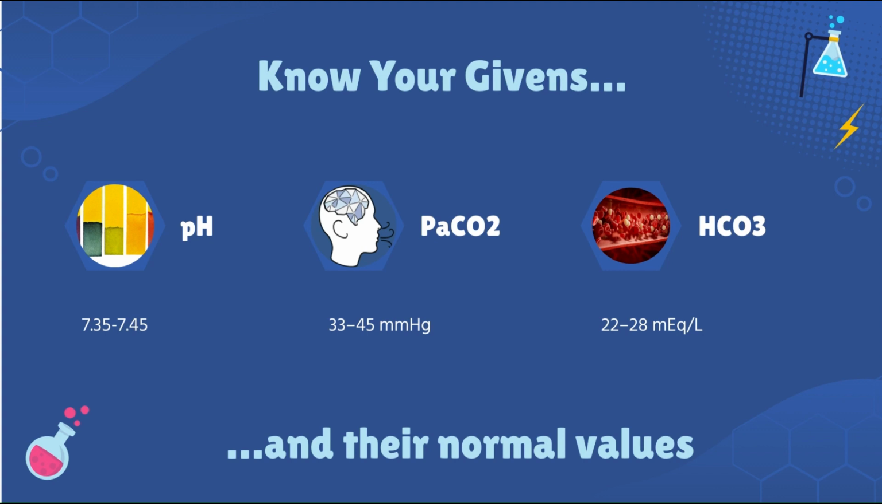Now, when it comes to bicarbonate, it's the opposite of carbon dioxide. The bicarbonate, HCO3, is an alkalotic component. So the more that there is of it, the more basic the blood is, the more alkalotic the blood is. And the less that there is of it, meaning below 22, the more acidic the blood becomes. So the reference range for bicarbonate is between 22 and 28. Above this, more alkalotic, below this, more acidic, unlike the PaCO2.